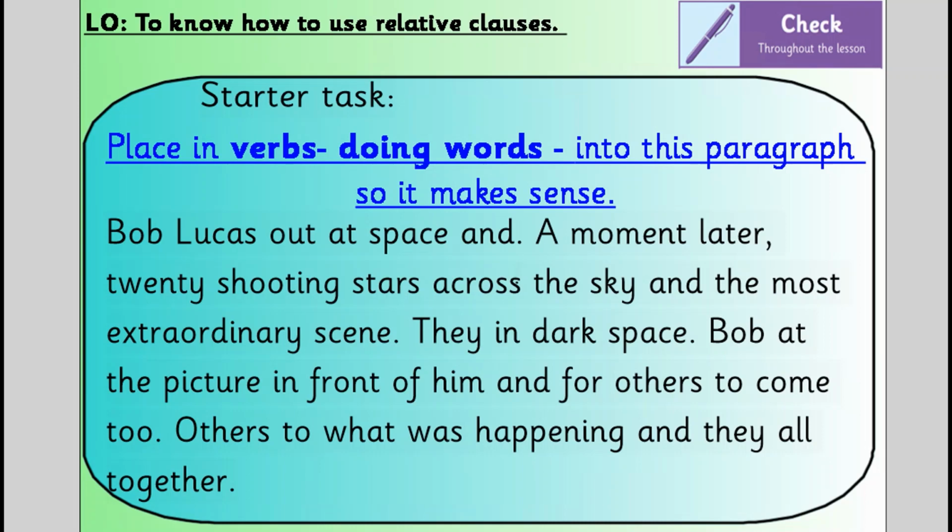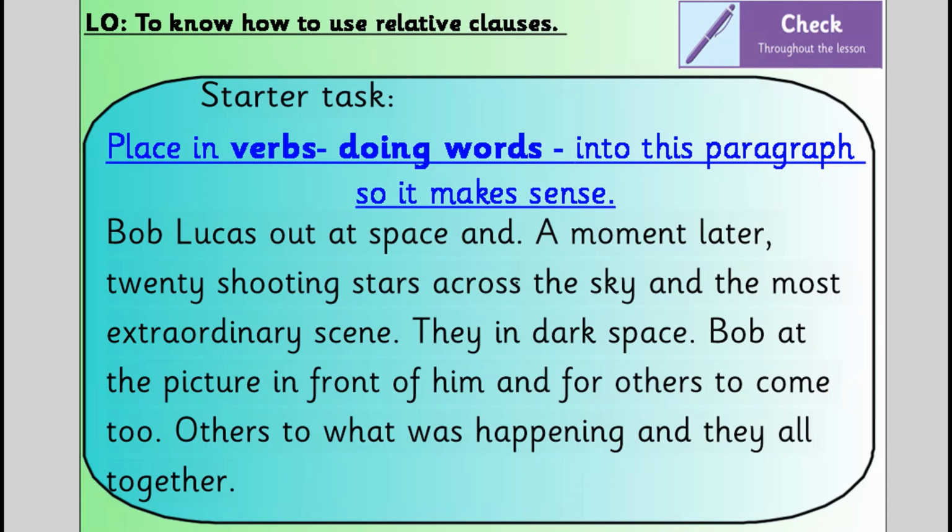Bob Lucas out at space and. A moment later, 20 shooting stars across the sky and the most extraordinary scene. They in dark space. Bob at the picture in front of him and for others to come too. Others to what was happening and they all together.